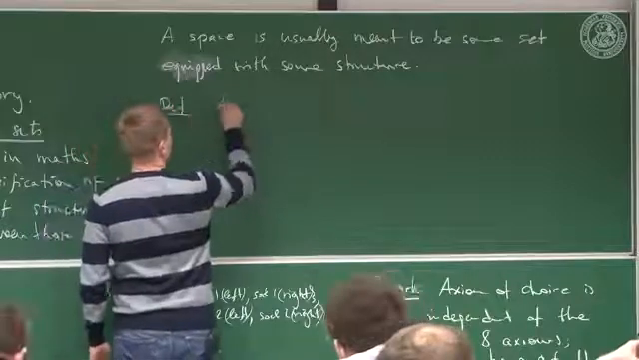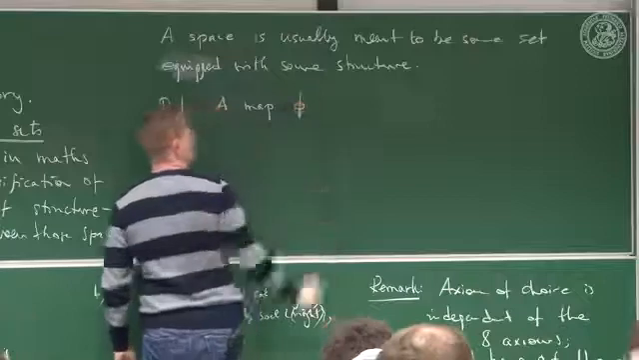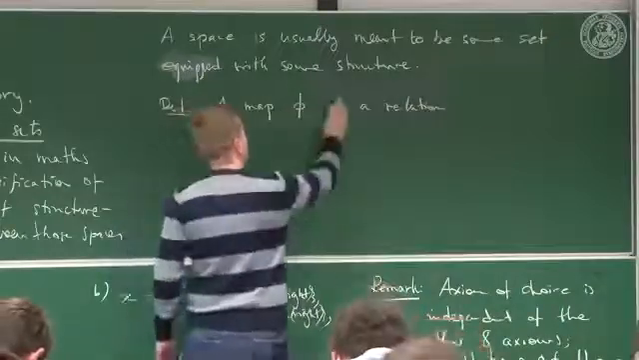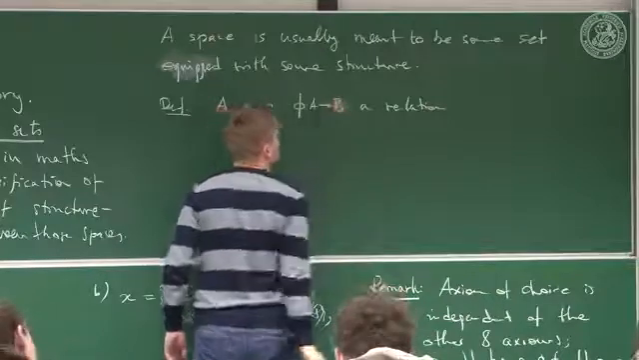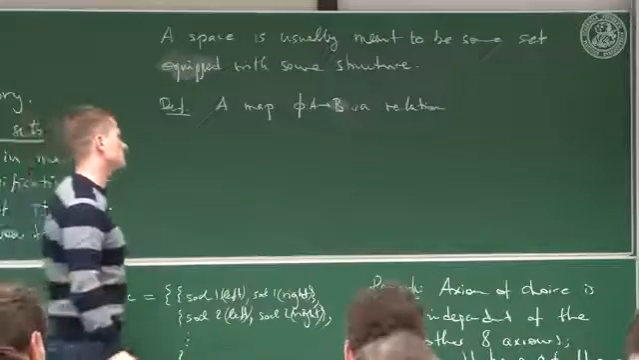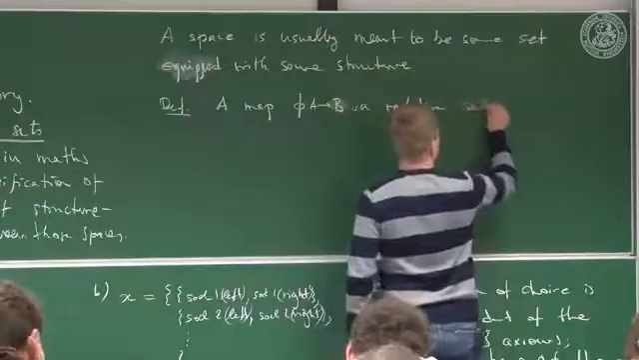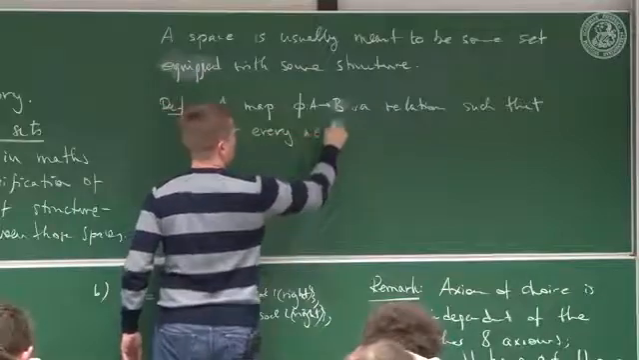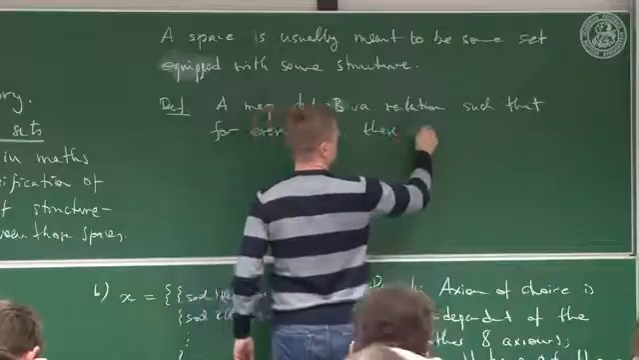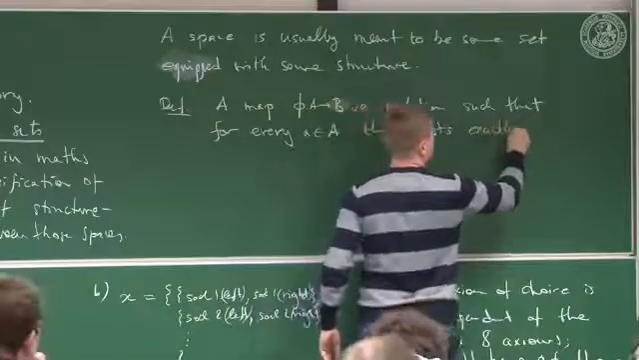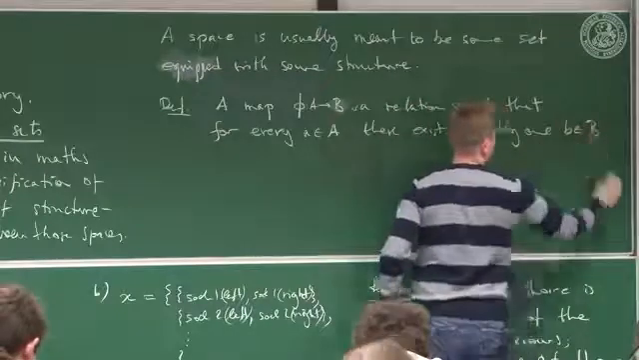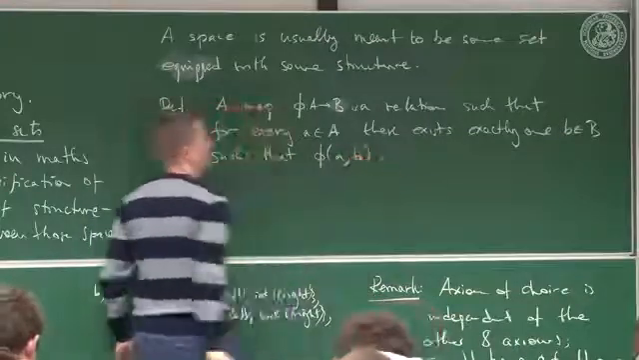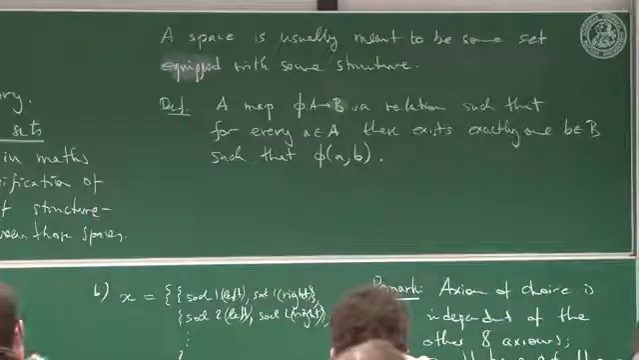Definition. A map phi from a set A to B is a relation such that for every a in A, there exists exactly one b in B, such that phi(a, b). What does it mean, phi of a, b? Well, it means phi of a, b is true.